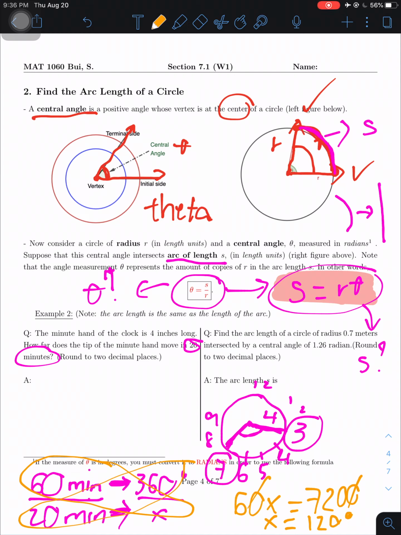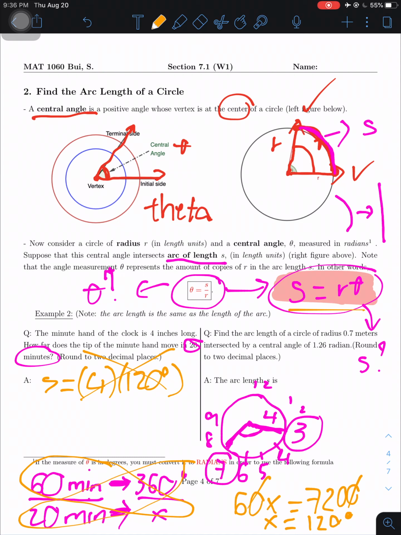Okay, so let's put the numbers into the formula right here. So s, the arc length, equals r, which is 4, times 120 degrees. I keep telling you guys, make sure you don't drop the unit, okay? If it's in degrees, make sure you put a little circle on top of it, just so that I know that the number in here is in degrees, okay? However, let's stop in here. This is wrong. Don't do it, okay?